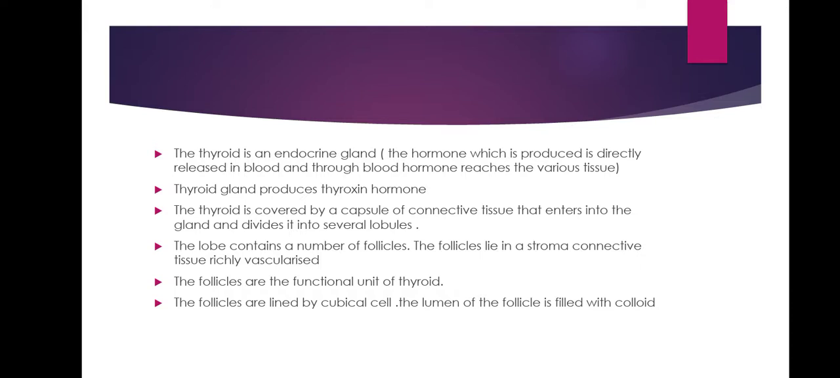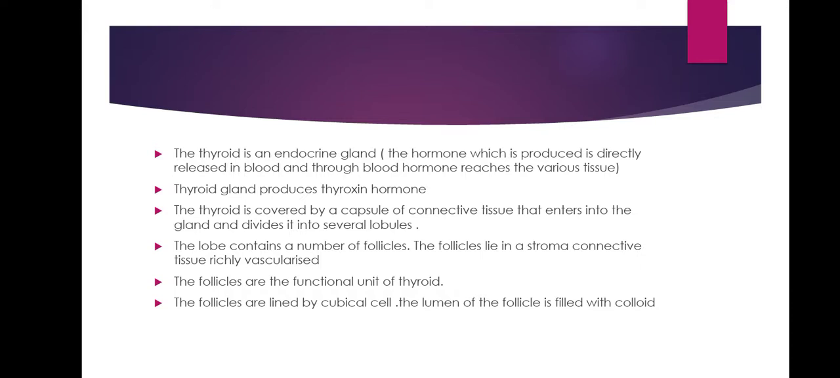The thyroid is covered by a capsule of connective tissue that enter into the gland and divide it into several lobules. The lobe containing a number of follicles. The follicles lies in a stroma of connective tissue which is richly vascularized, means it will be having a lot of blood vessels. The follicles are the functional unit of thyroid.